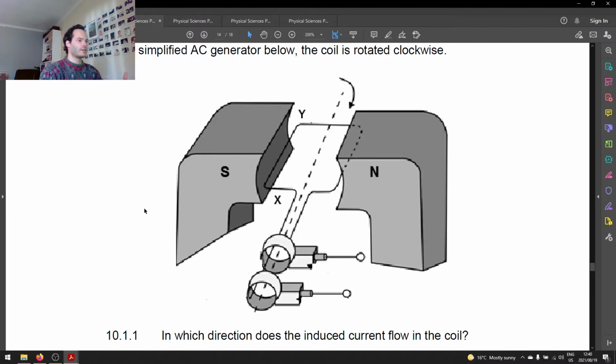On the right-hand side there, the coil is moving upwards, so my thumb is pointing upwards. So the left-hand side of the coil is rotating upwards. Magnetic field is pointing from right to left. And therefore current, the middle finger, is pointing out of the board, out of the page. Therefore, my electric current is going from Y to X.